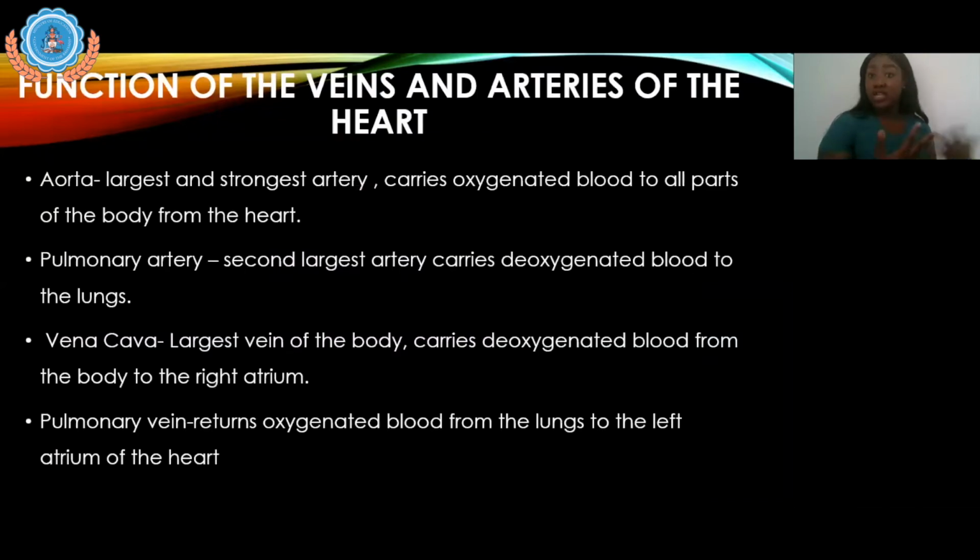So what are the functions of these arteries and the veins of the heart? The aorta is the largest and strongest artery. It carries oxygenated blood to all parts of the body from the heart. The pulmonary artery, which is the second largest artery, carries deoxygenated blood to the lungs. The vena cava, whether it be the superior or the inferior, is the largest vein of the body, which carries deoxygenated blood from the body to the right atrium.